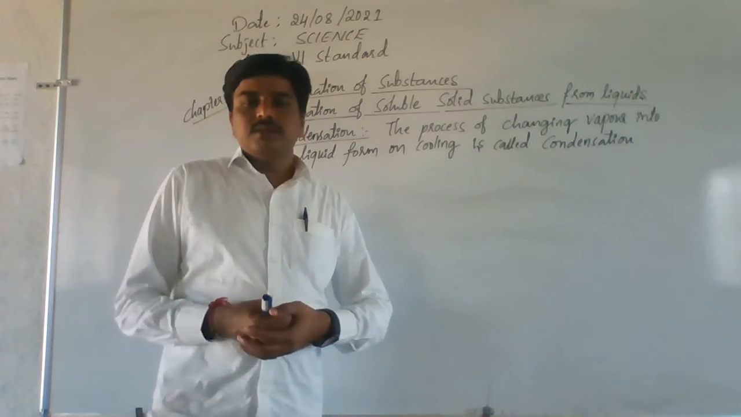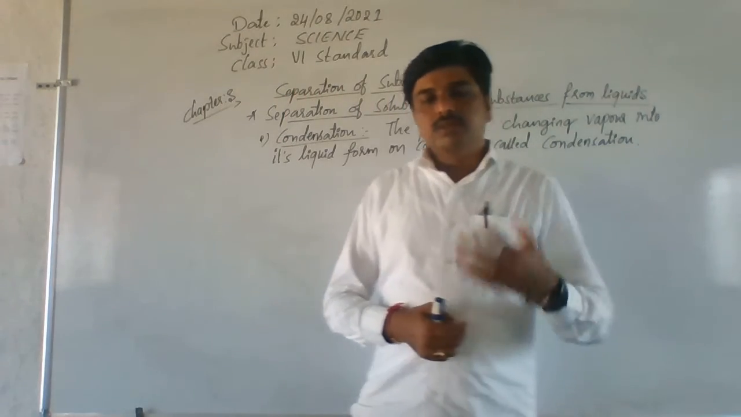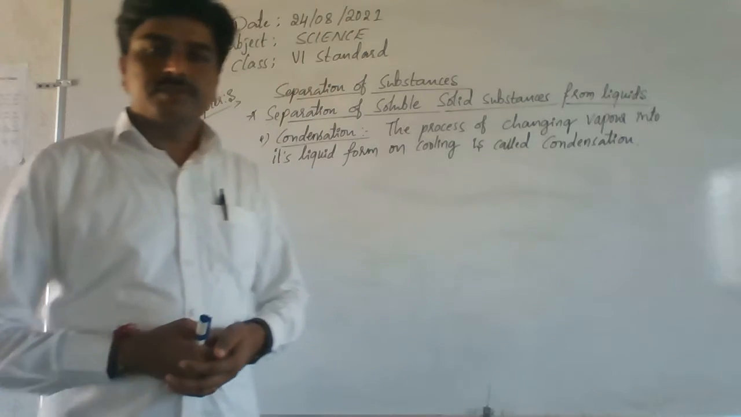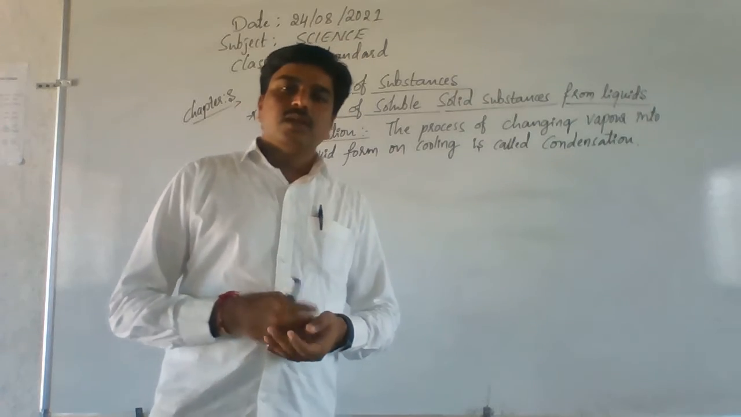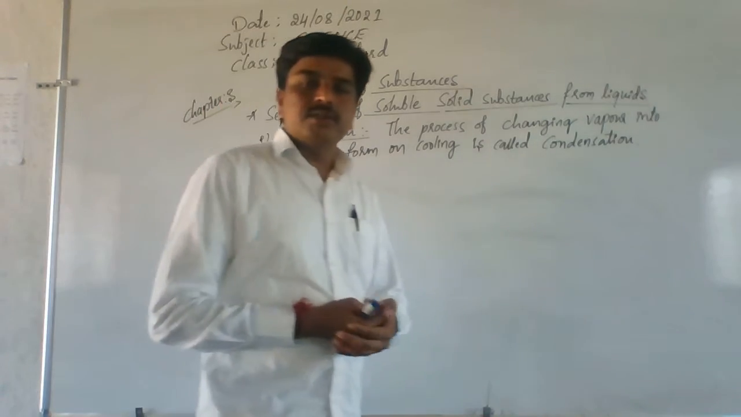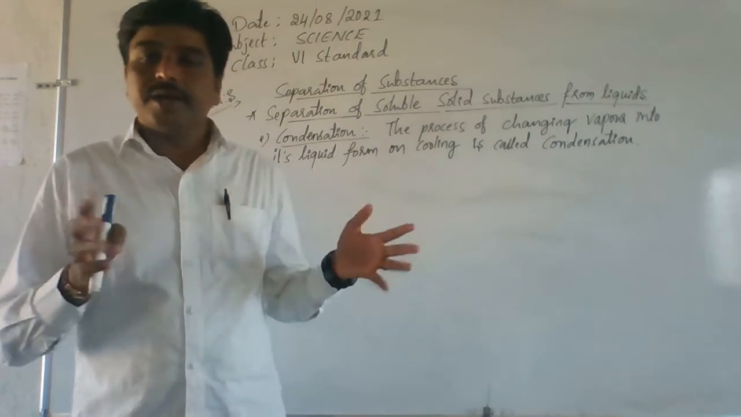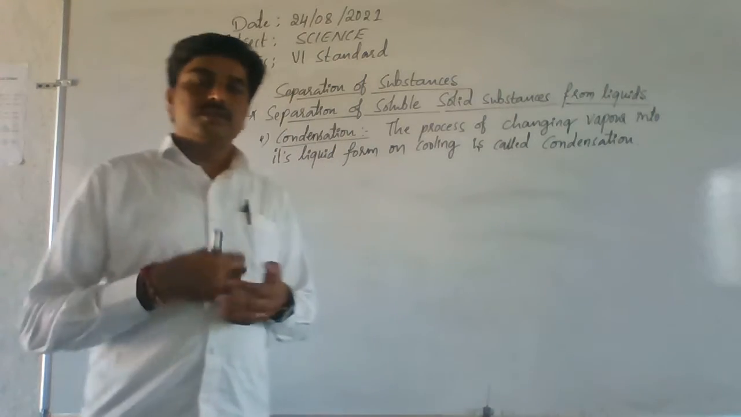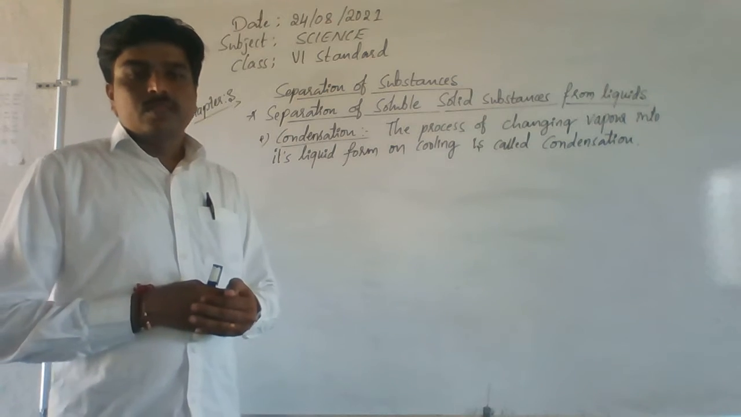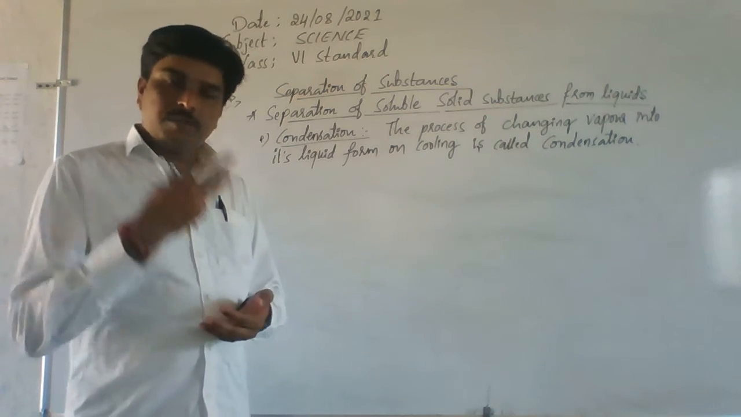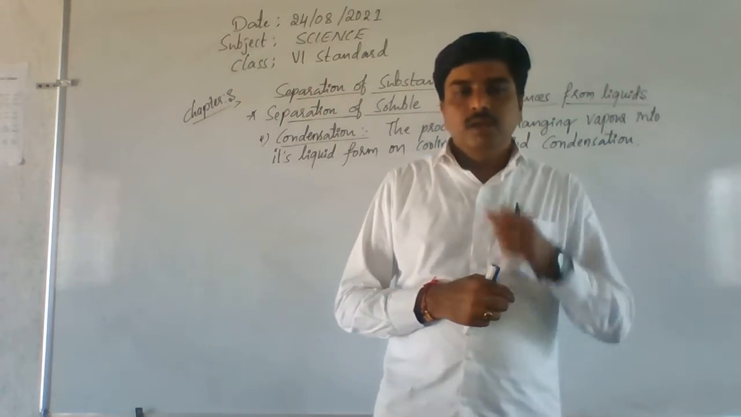So, what we were discussing last class in this chapter, separation of substances. Yes, what is that? Evaporation method, and sedimentation and decantation method. Here we are discussing the different separation methods from mixtures in three categories. We are discussing the second category, that is separation of soluble solid substances from liquids. Already in this category, three main methods came: evaporation method, condensation, and distillation method will come.